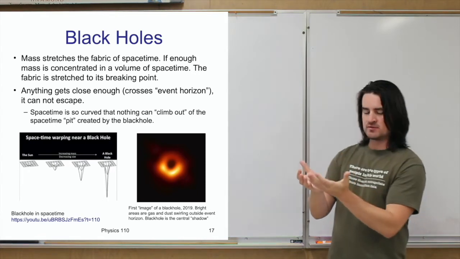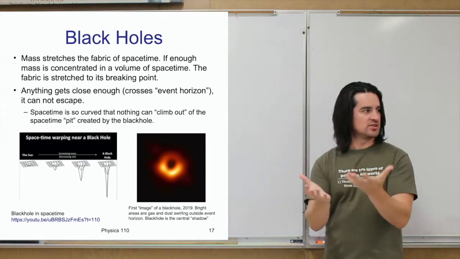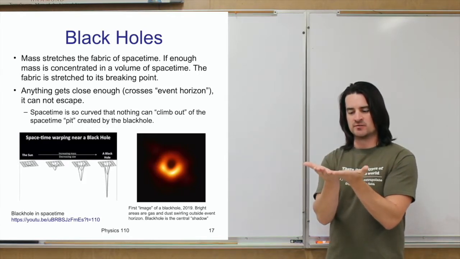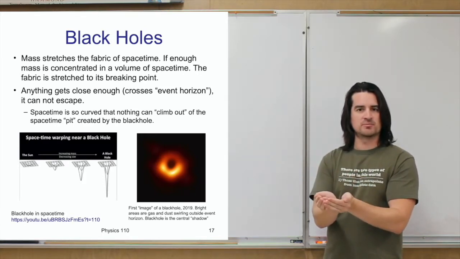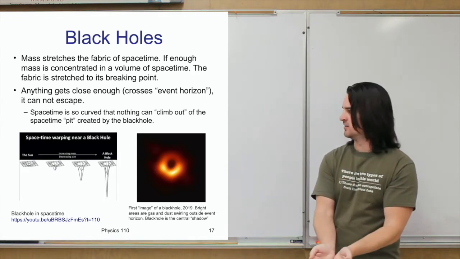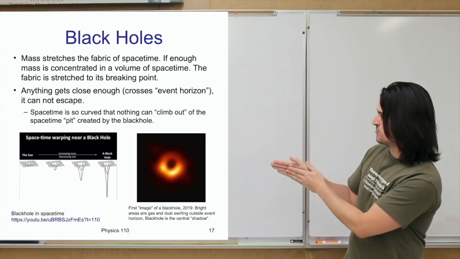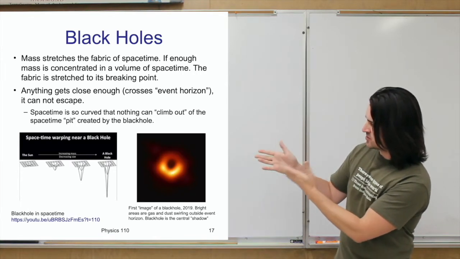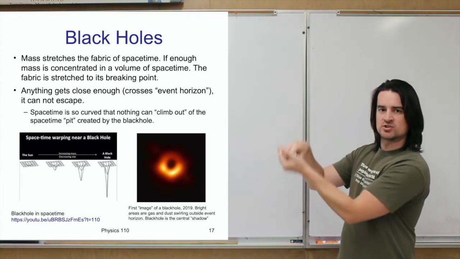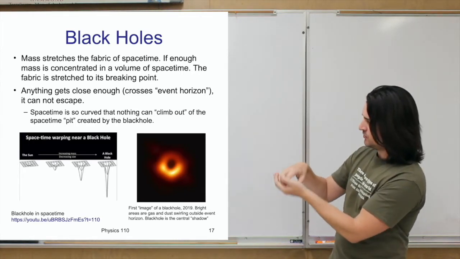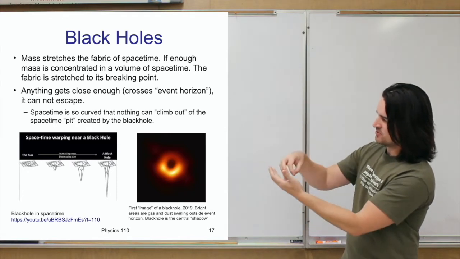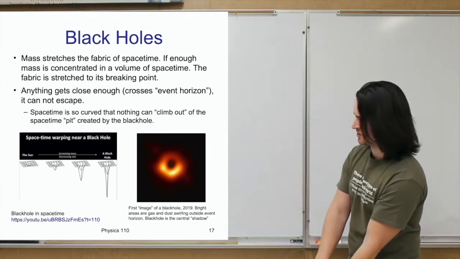Like I've told you, and like we saw in some of those visualizations, massive objects will stretch the fabric of space-time. And the more massive an object is, the more stretching you get. So in that diagram in the bottom left, you put in something like our sun, and it causes a certain amount of stretching to happen. If you replace that with an even more massive object, you get more stretching. Replace it with an even more massive object, you get even more stretching.